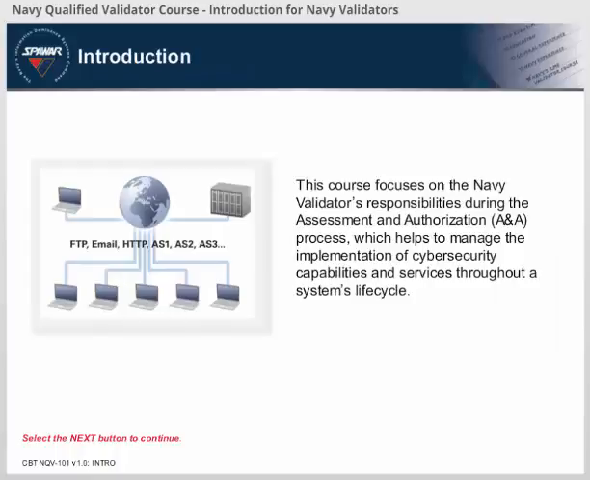This course focuses on the Navy Validator's responsibilities during the assessment and authorization A&A process, which helps to manage the implementation of cybersecurity capabilities and services throughout a system's lifecycle. Assessing and authorizing systems ensures that all systems connected to the Department of Defense, DoD, networks have been deemed acceptable to operate with an acceptable level of risk, allowing a system to be tracked throughout the system lifecycle, and provides greater visibility of integrated systems and networks. This training is designed for cybersecurity professionals supporting Navy A&A activities.